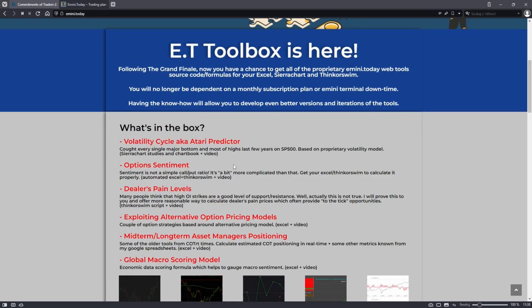So in the toolbox you will get all these things plus the thing that I'm gonna talk about today, the midterm long-term asset managers positioning, and it's plus the strategy. For those who were with me from the very beginning, they remember that we had this major strategy which was actually called master strategy. I will show you in a minute how the P&L for this looks like. You will also get it in the Excel spreadsheet.